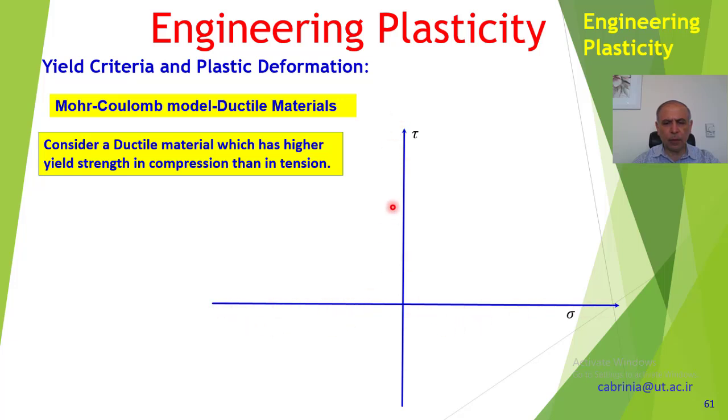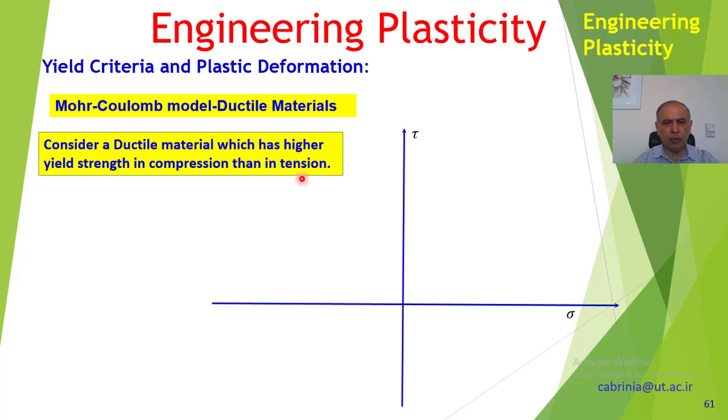This is the vertical axis and horizontal axis. This is the shear stress, that's the normal stress. This is the usual drawing of the Mohr circle in this axis. Now consider a ductile material which has higher yield strength in compression than in tension.